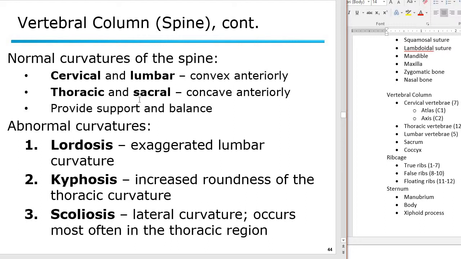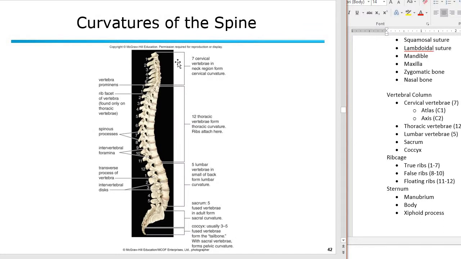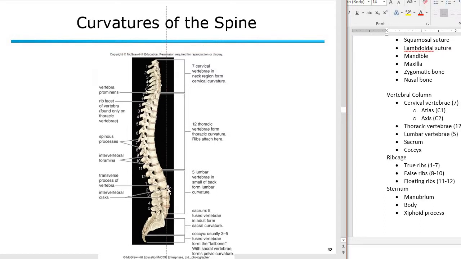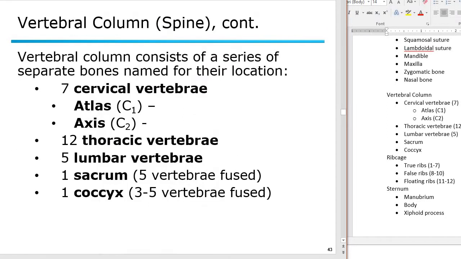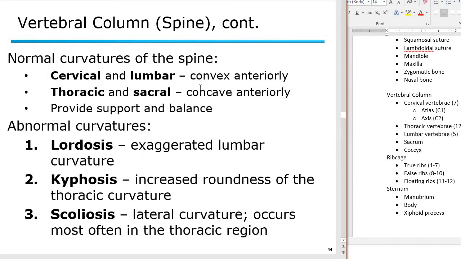Some other things about the vertebral column, just briefly here. Notice that the spine is curved, and this is important. The cervical and lumbar are convex, the thoracic and sacral are concave. Convex means moving towards the front and concave is out. So the cervical has a curve, and then the thoracic has a curve in the opposite direction, lumbar is in the opposite direction, and then the sacrum goes back the other way. Those are the curvatures of the spine.